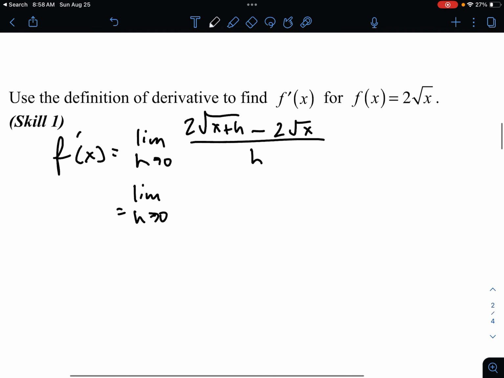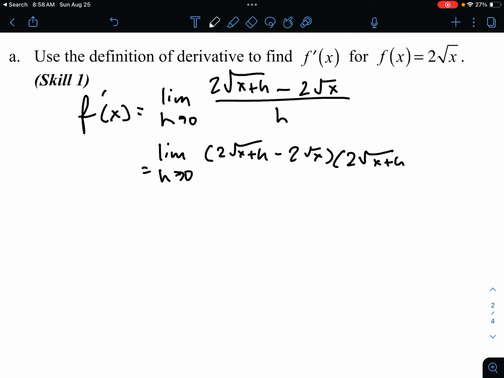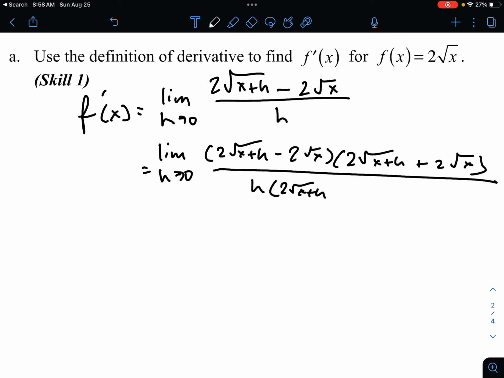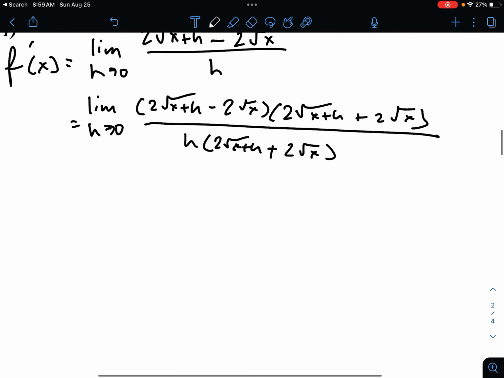manipulate this, and the first thing that jumps out to me is, let's multiply by the conjugate. The whole point of multiplying by the conjugate is we can use difference of squares, like so. 2 root x plus h minus 2 root x. And we're doing plus, right? Because we have to multiply both the top and bottom by the conjugate.